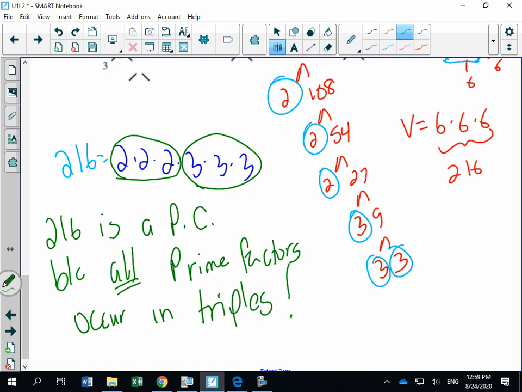It's a perfect cube. It is not a perfect square, right? This guy is a perfect cube because all prime factors occur in triples. It is not a perfect square because not all prime factors occur in pairs.